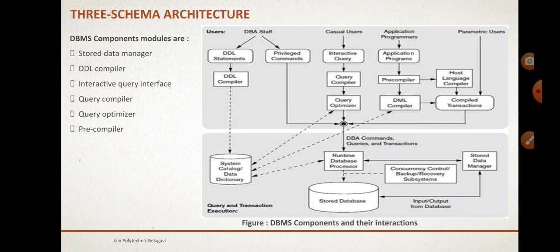Next is the query compiler, query optimizer. It will optimize all queries. Pre-compiler: the pre-compiler extracts data manipulation language commands from an application program written in a host programming language. These commands are sent to the data manipulation language compiler for compilation into object code for database access. The rest of the program is sent to the host language compiler.